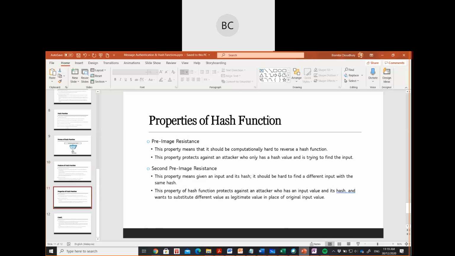There are certain properties of hash functions we use in cryptography. One is preimage resistance, second is second preimage resistance. This part is theoretical, so these are just certain properties. First image means it should be complete.